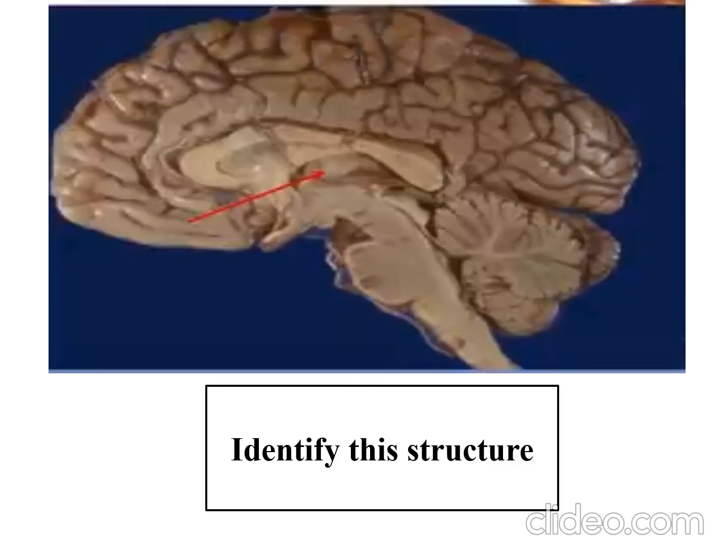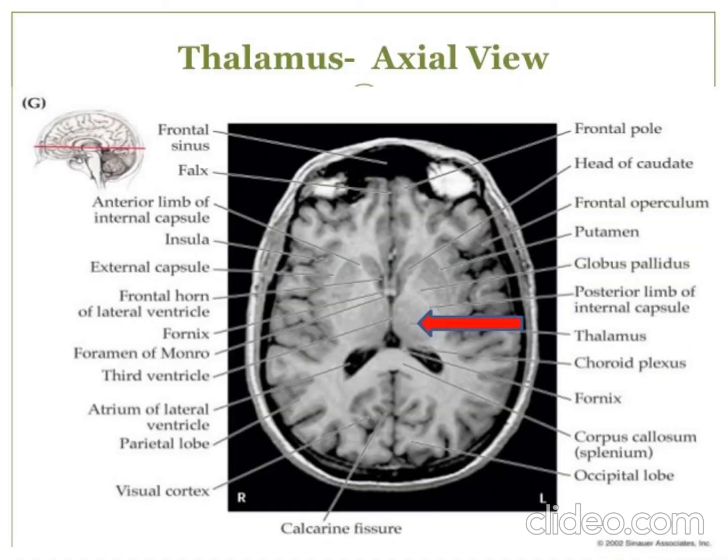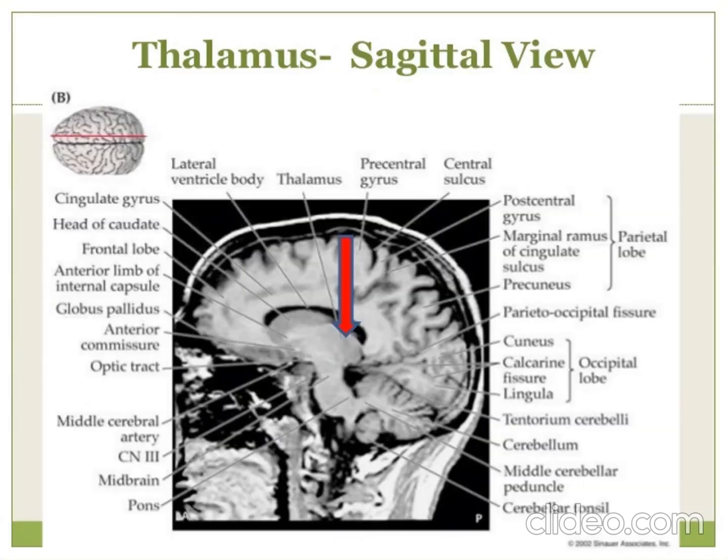Now you identify what is the structure in the given picture. This is the CT scan of the brain in axial view to show the normal structure, the thalamus, and its location. The next, this is the sagittal view to show the location of the normal thalamus.